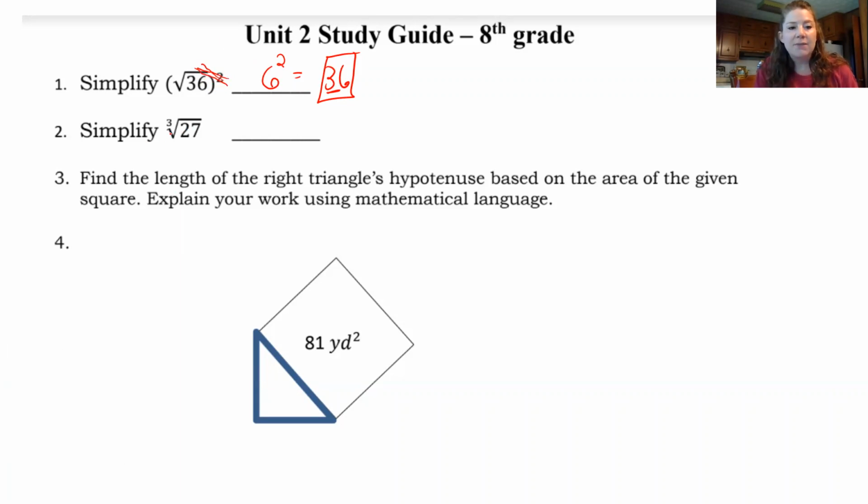All right, number 2, simplify. What is the cube root of 27? What number times itself 3 times is 27? The answer is 3. 3 times 3 times 3 is 27.